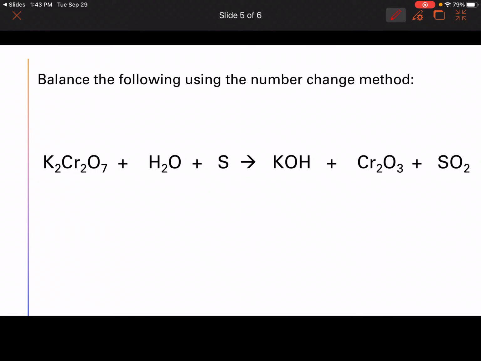I would like you to pause the video and just try this one on your own, and then check your work, but I'm going to work through it here. So this is going to be -2 +4, -2 +3, plus 1, negative 2 plus 1, 0, negative 2 plus 1, negative 2 plus 6 plus 1.